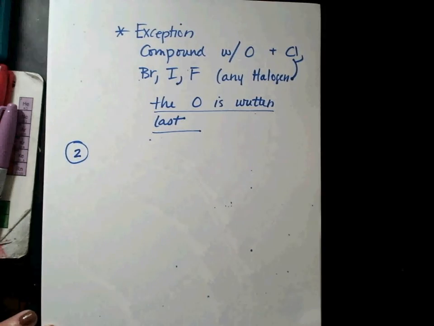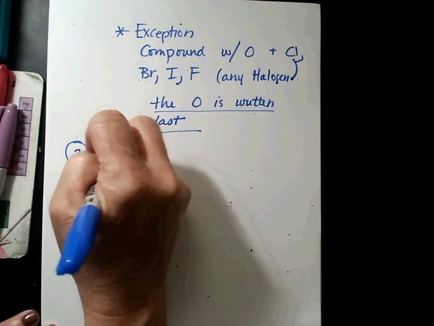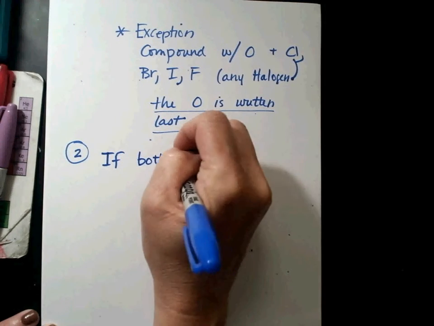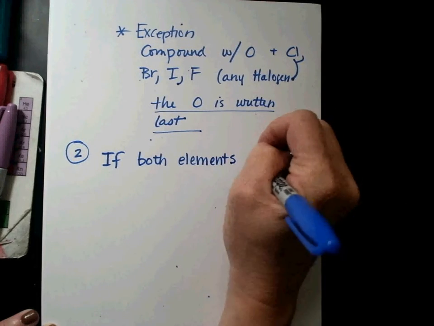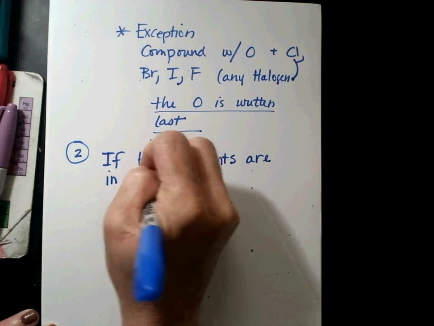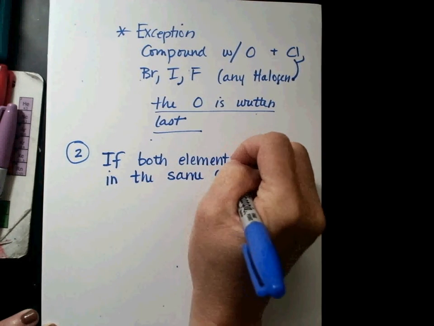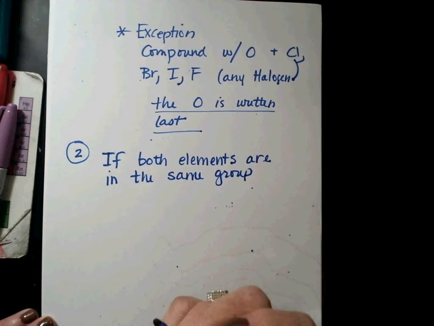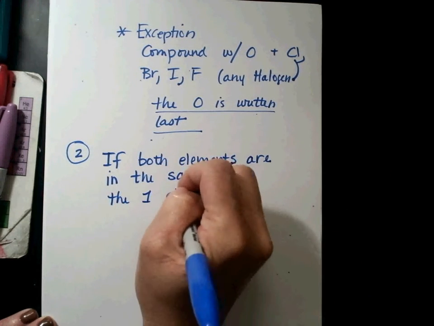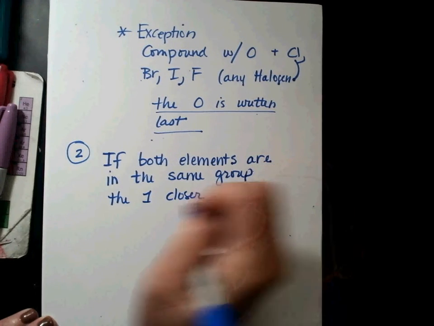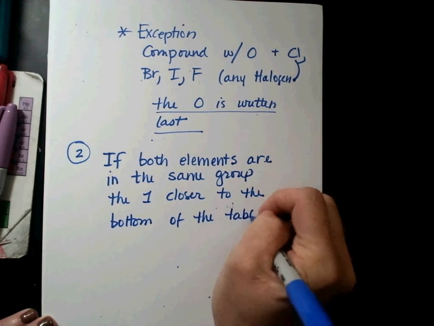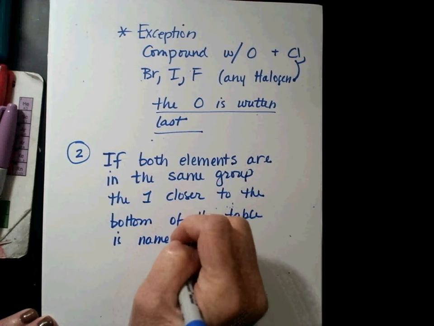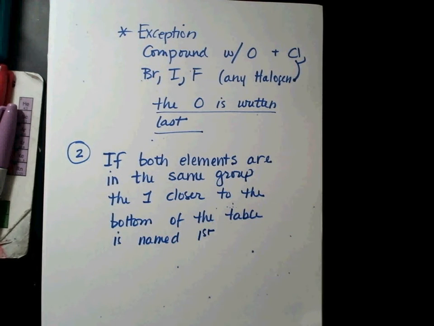Second thing, we'll say if both elements are in the same group, the one closer to the bottom of the table is named first. So farther left, bottom of the table, named first.